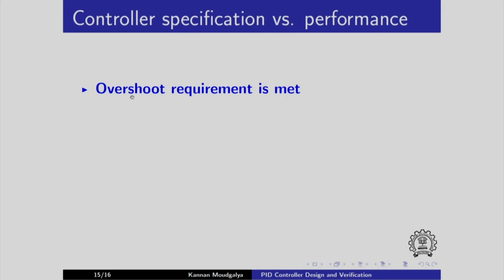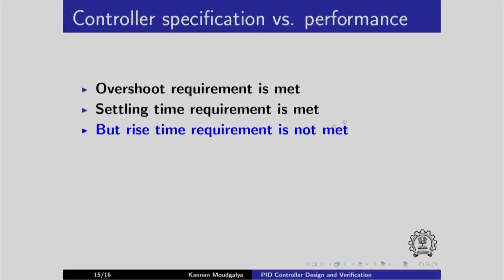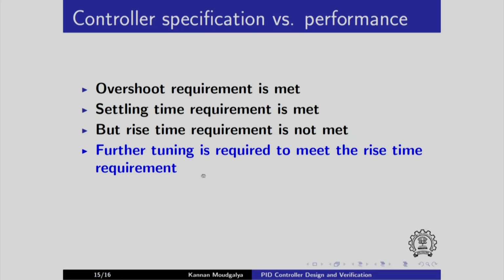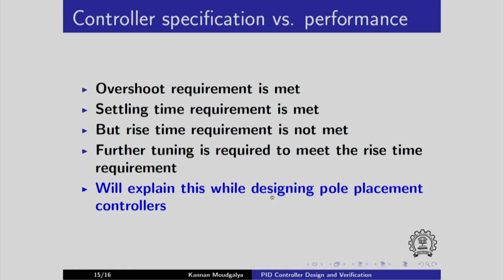So let us summarize. Overshoot requirement is met, settling time requirement is also met, but the rise time requirement is not met. Further tuning is required to meet this requirement. We will explain this while designing pole placement controller in a future lecture.